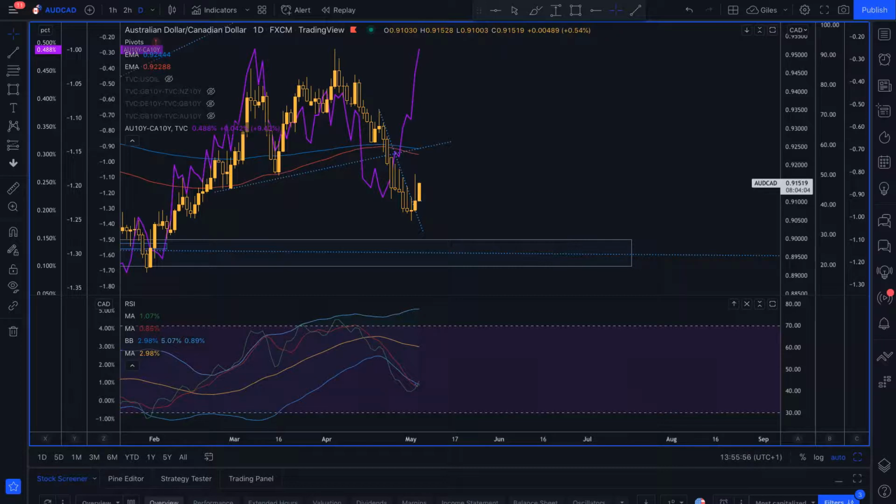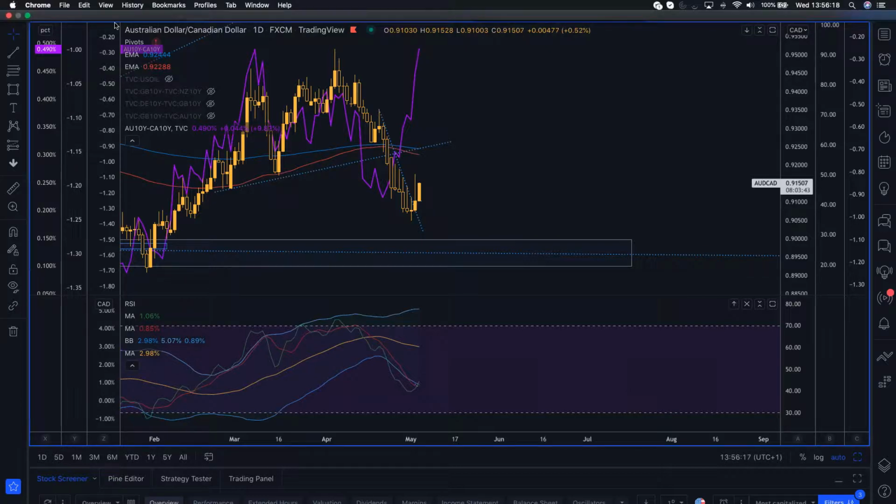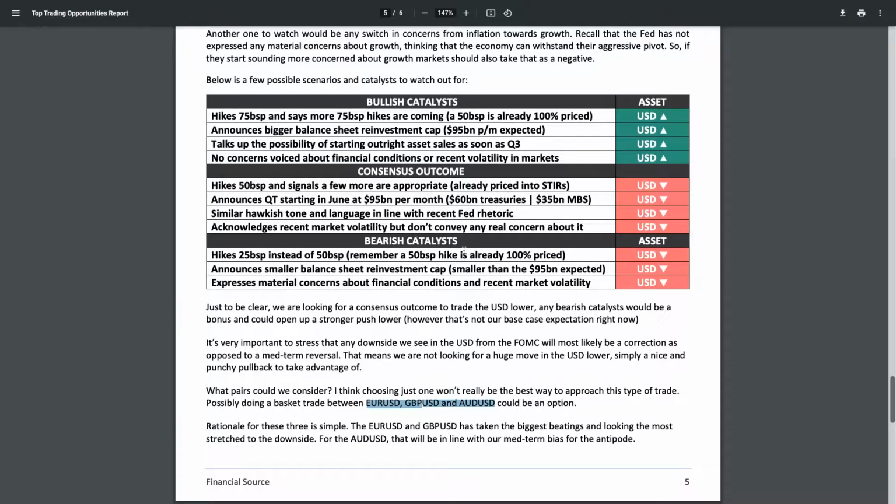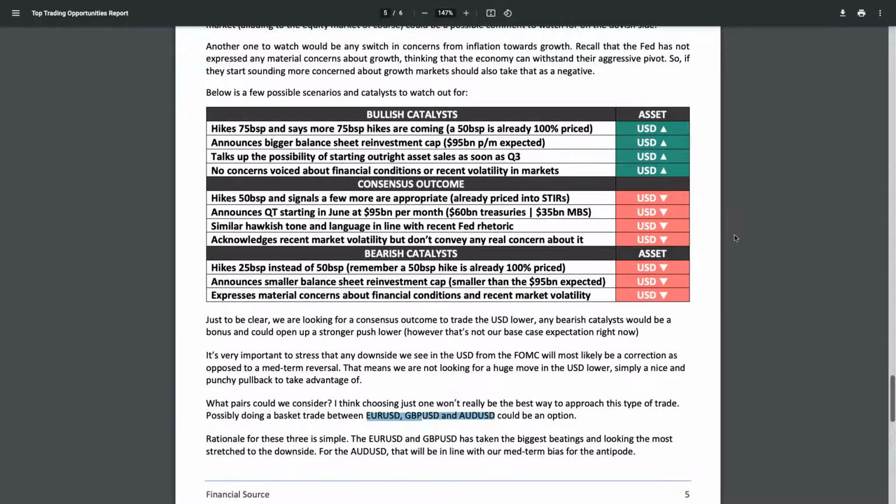And one final word is, remember, the statement will come at 7 o'clock, and then you'll get the press conference shortly afterwards. Remember that often you can get very choppy action in between those times. So you've got the overall crib sheet. If you haven't taken note of the bullish bearish catalysts, do take a screenshot of that. As I said, it is courtesy of the team over at Financial Source. I do work as one of their analysts, and you could take that as a little crib sheet.